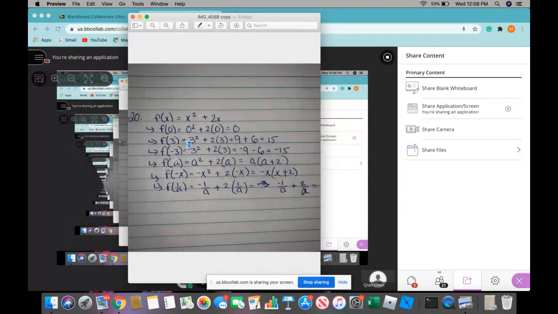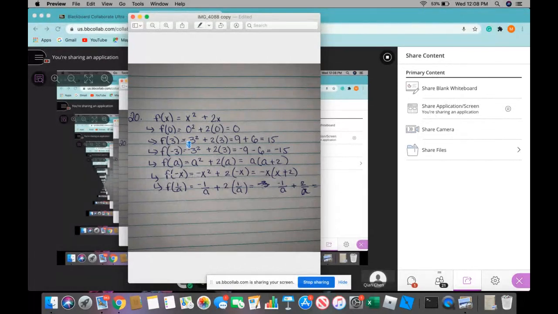Alright, so f of a equals a squared plus 2 parentheses a. I have to write it out since this is a squared. So it would be a parentheses a squared plus 2. Yeah, or you can write just a squared plus 2a. That's fine. Okay.